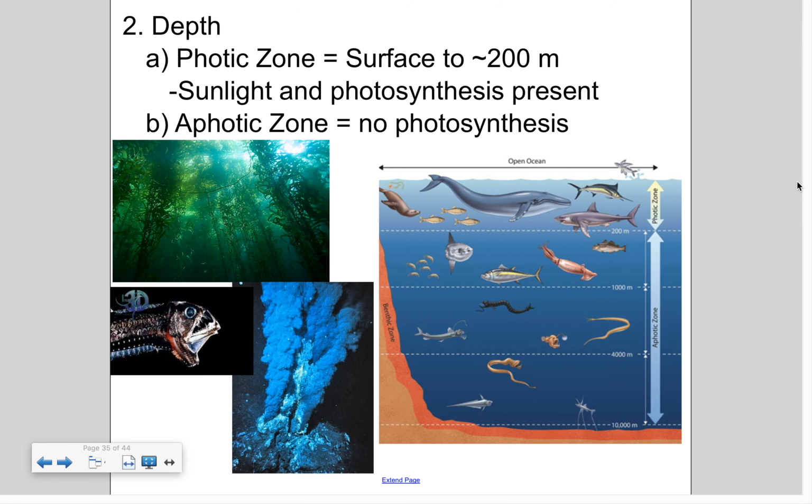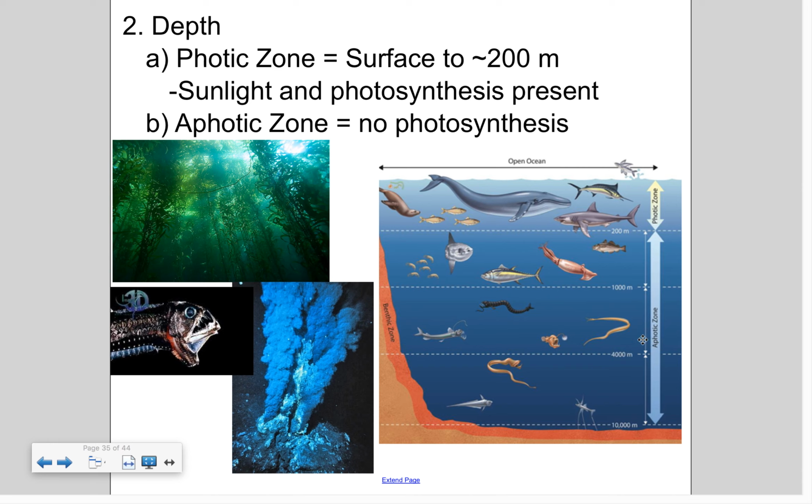Okay, the second way you can classify marine ecosystems is by their depth. This diagram pretty much simplifies it. There are 2 zones, a photic zone and an aphotic zone. The photic zone is where light can penetrate through, and photosynthesis is present. So you might see some kelp forests. You tend to see a lot of organisms in this area.